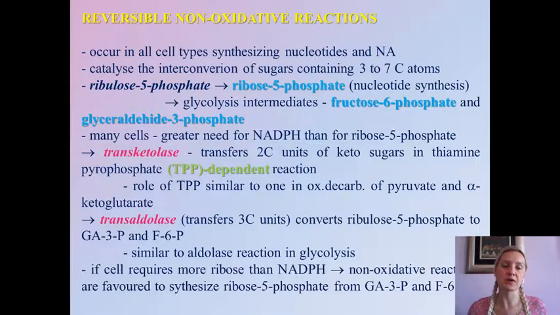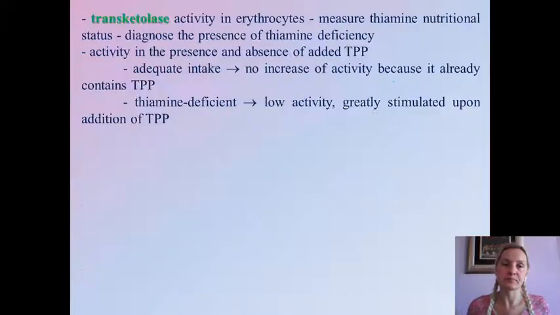So in case the cell needs more ribose than NADPH, for example, undergoing intensive mitosis, then non-oxidative reactions are favored to synthesize ribose 5-phosphate rather than NADPH coenzyme. Which of these directions is going to be favored depends on the current needs of a cell.